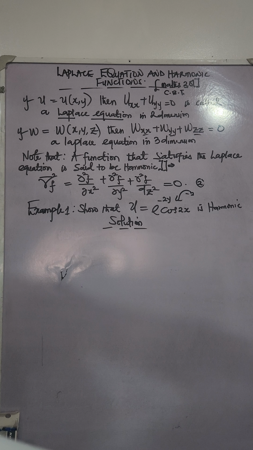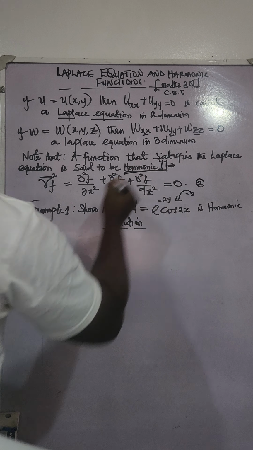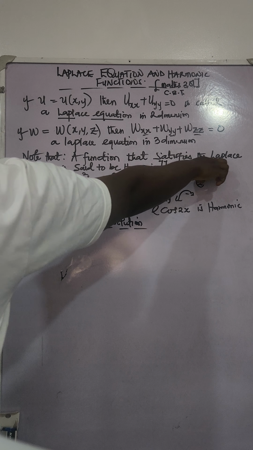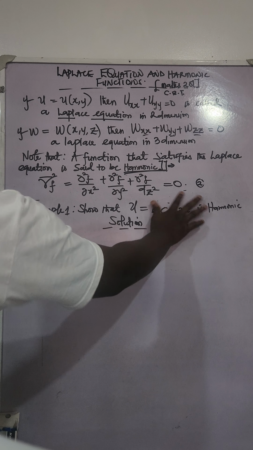And you remember in one of our classes we said that the number of independent variables present in the system tell us the dimension of that equation. Is that correct? And we found out that a function that satisfies a Laplace equation is said to be harmonic. So this is where your CBT question comes out. You can be asked which of these represent an harmonic equation. You say a function that satisfies Laplace equation. Is that correct? So without wasting much of our time, we're going to be looking at one of the questions.